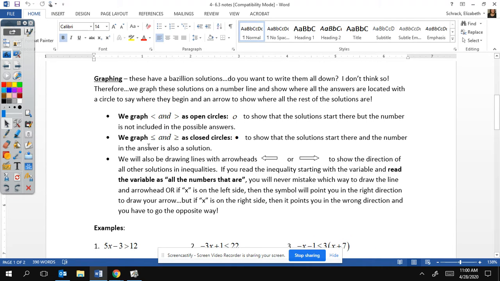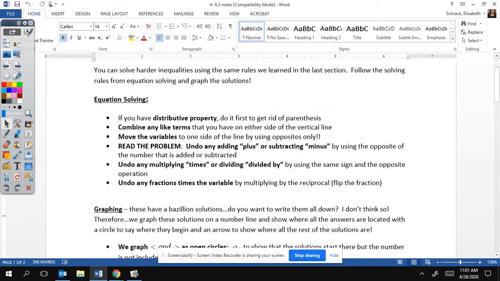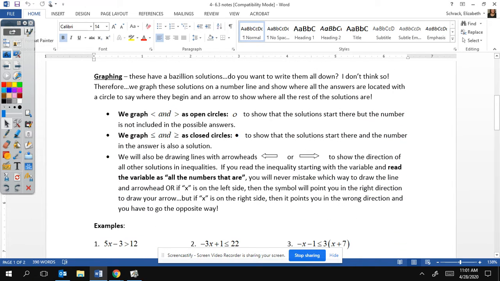the graphing. We still use the less than and the greater than symbol as an open circle when graphing on a number line, and a less than or equal to or a greater than or equal to as a closed circle on the number line. And then we're going to be drawing arrowheads in those orders. So you do that in those steps. You first solve the equation to get one variable on one side of the inequality with a number on the other side of the inequality, and then you graph on a basic number line.